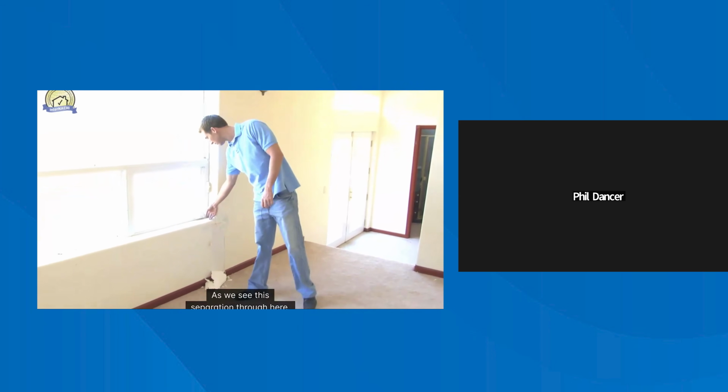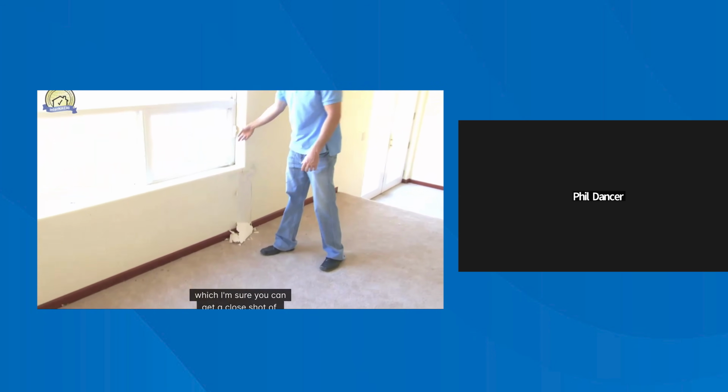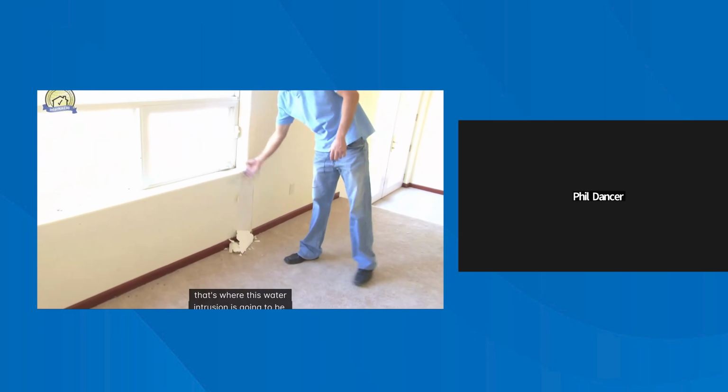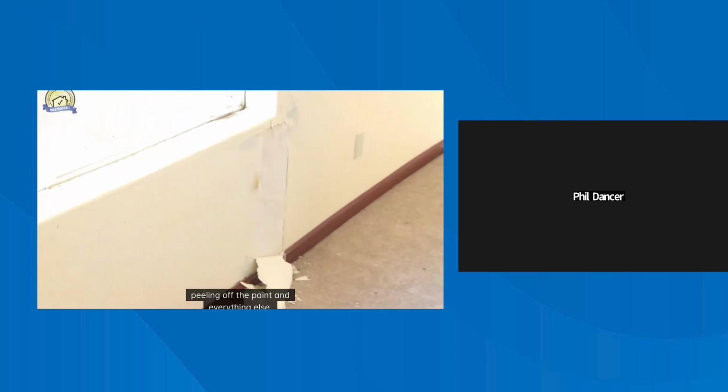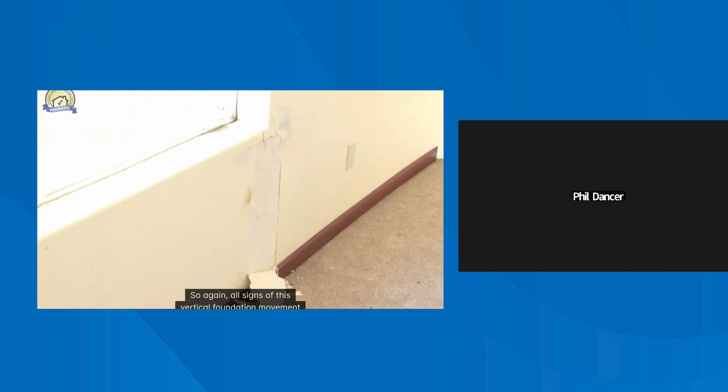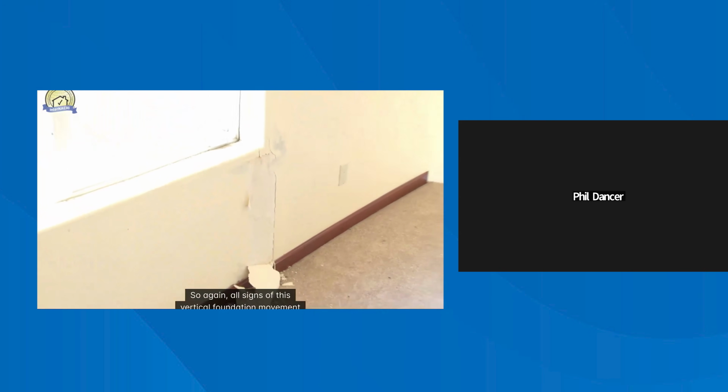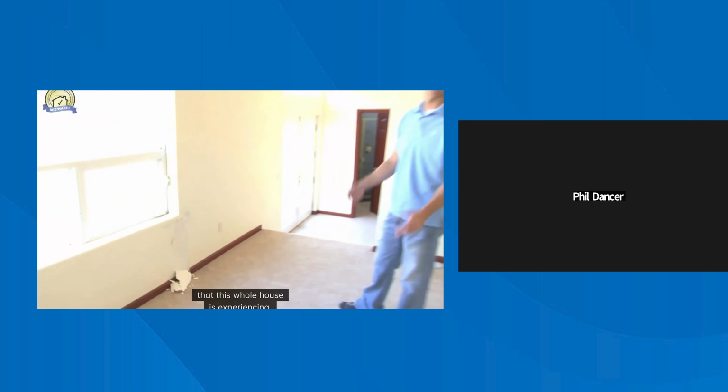As we see this separation through here, which I'm sure you can get a close shot of, that's where this water intrusion is going to be. So there was probably some cracking through here that eventually got wet, which is peeling off the paint and everything else. So again, all signs of this vertical foundation movement that this whole house is experiencing.